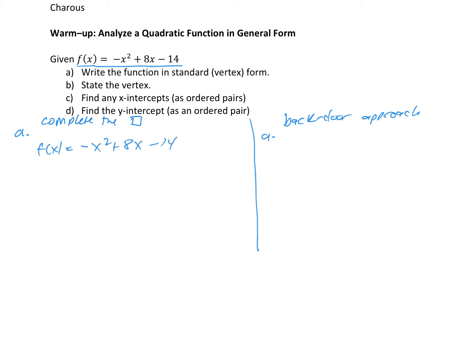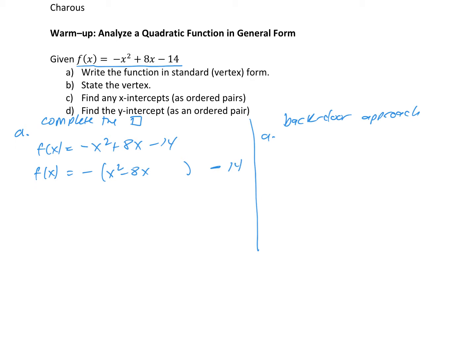So when we complete the square here, we're going to take the first two terms, the ones that have x in them, and we're going to factor out the coefficient of the x squared term. In this case, it's negative 1. So I'm going to factor out that negative 1. That'll leave me with x squared minus 8x. And then I'm going to just move the constant term off to the side. I'm going to write minus 14.